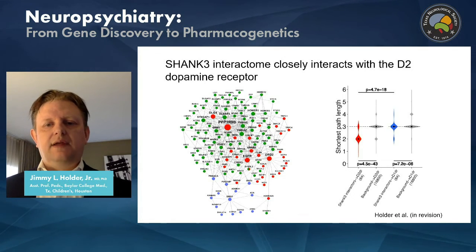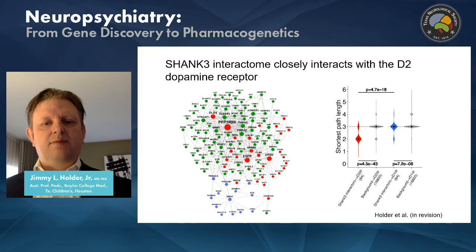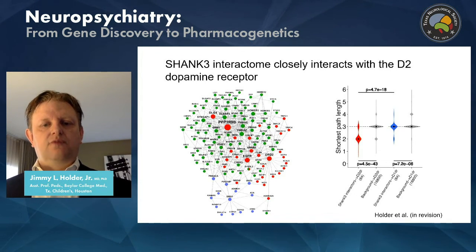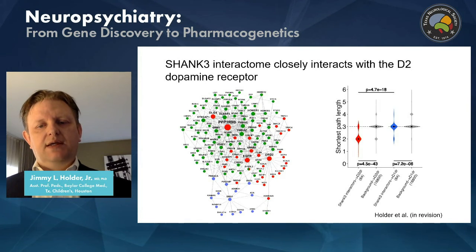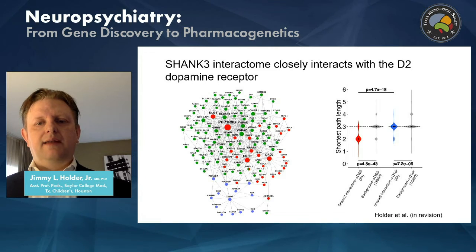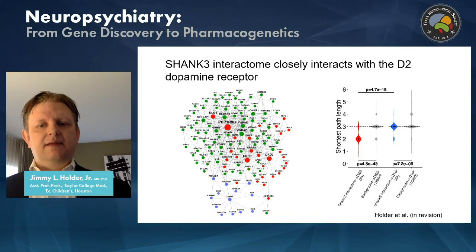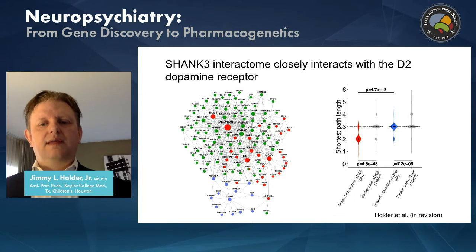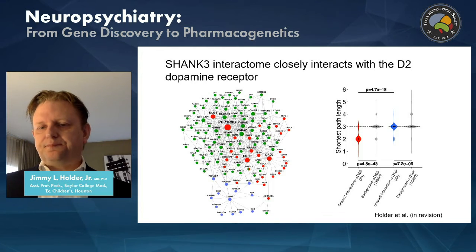That's shown quantitatively on the right, where we looked at the shortest path between any given member of the Shank3 interactome and the D2 receptor versus the D1 receptor. What you can see in that graph is that the path length from a member of the Shank3 interactome to the D2 receptor is significantly less than that of either all of the background proteins together or the D1 dopamine receptor.